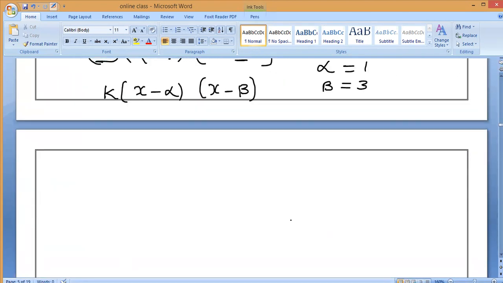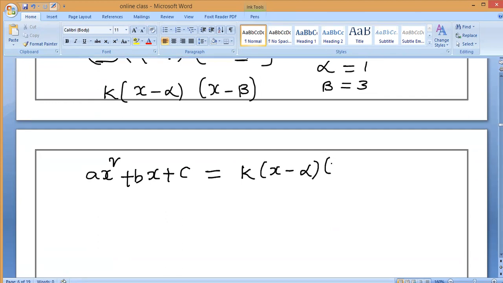Here we get the normal quadratic function ax square plus bx plus c, which is in the form of k into x minus alpha into x minus beta. Is it okay?